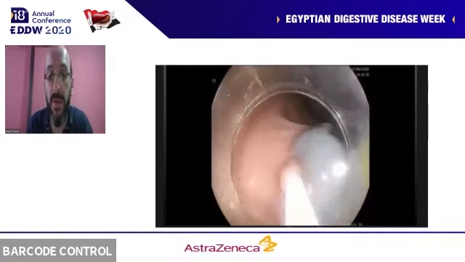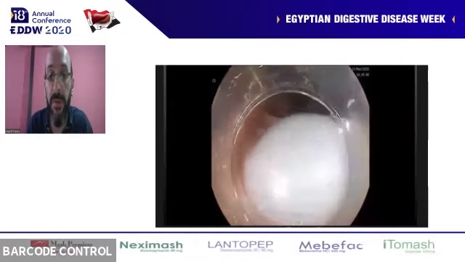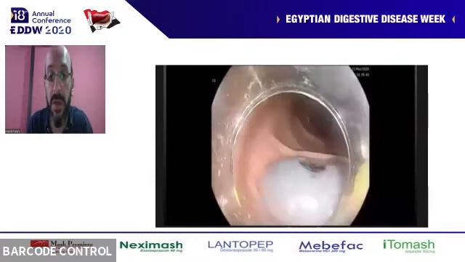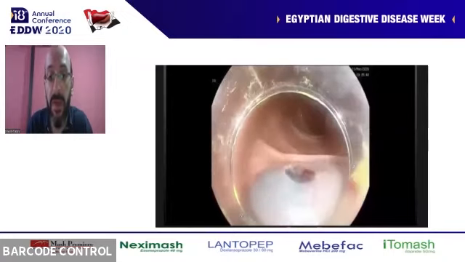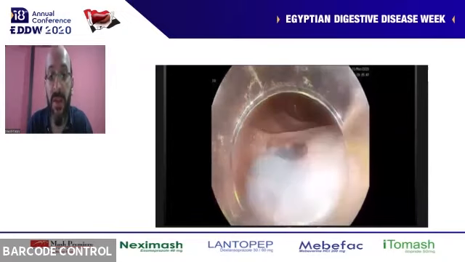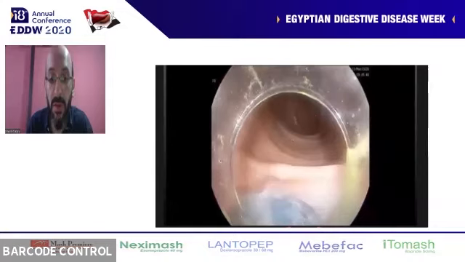Again, we will use here a water pump to check for no residue or bleeding. This is minor bleeding, which is usually self-limited. We call it shaving, and we check that there is no residual at the base of the polyp.